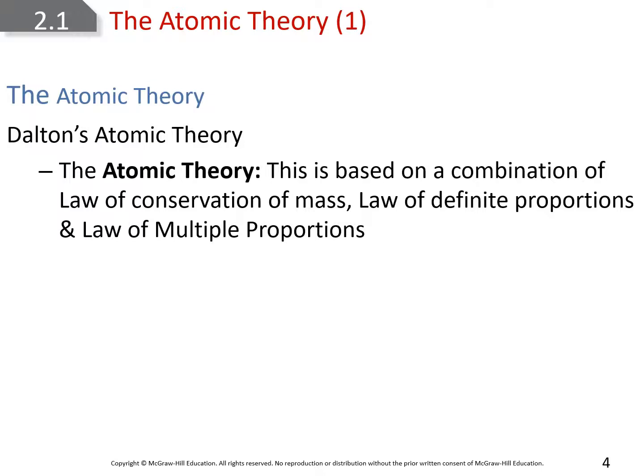Dalton was able to come in and by experimentation come up with the atomic theory. This is Dalton's atomic theory. You need to know this and understand it. It is based on a few laws that he came up with. One is the conservation of mass, meaning mass is neither created nor destroyed. Law of definite proportions and law of multiple proportions, which we'll talk about in more detail in just a minute.